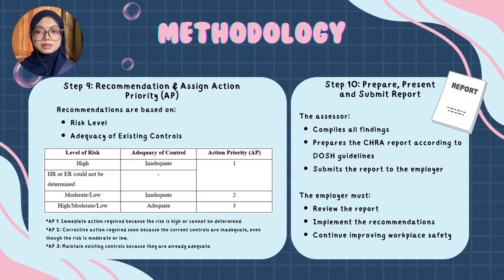Finally, in Step 10, the assessor compiles all findings into a complete chemical health risk assessment or CHRA report. According to those guidelines, the report is then submitted to the employer who is responsible for reviewing the recommendations, implementing the required improvements, and ensuring a safe working environment.